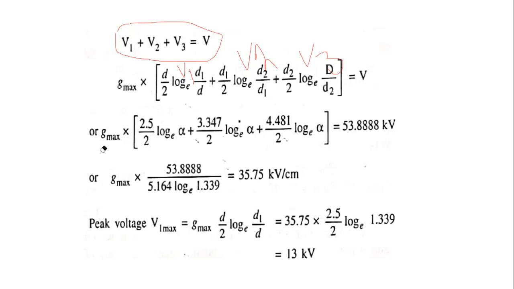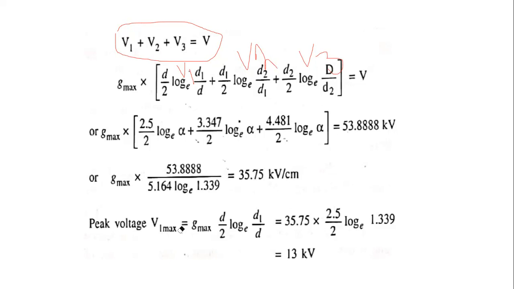Then we obtain the G max. Therefore G max is equal to 35.75 kilovolts per centimeter. Therefore we obtain the G max value, that is equal to 35.75 kilovolts per centimeter. Next we calculate the peak voltage, that is V1 max.